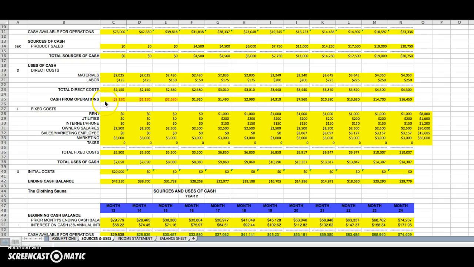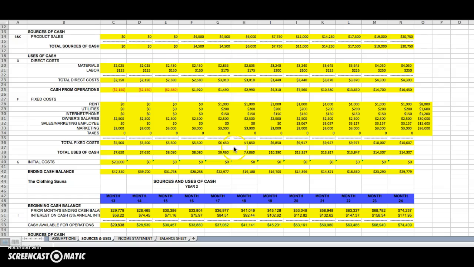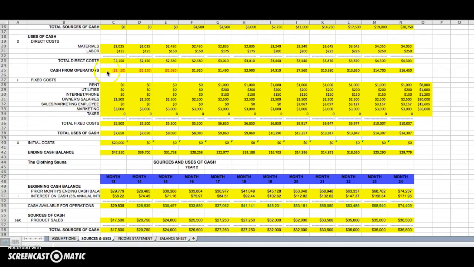So, as you can see, the cash from operations is negative the first 3 months because we aren't making any sales. All we have are the expenses. But that does quickly change once we move into month four and start seeing sales. And as you can see, that starts to significantly increase. We have our fixed costs broken down again here, and then we have our total fixed cost listed. And then with all this, it calculates our ending cash balance.